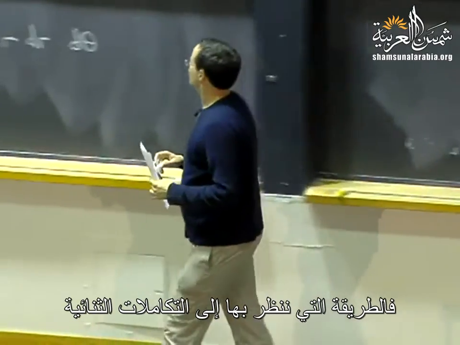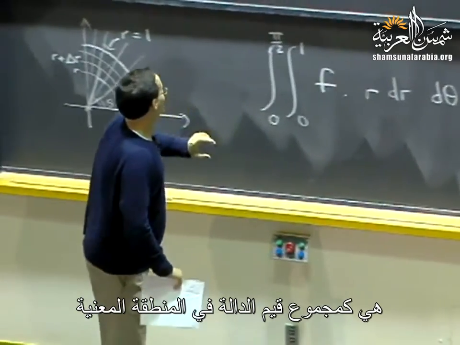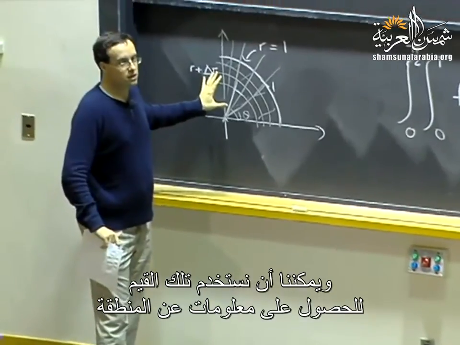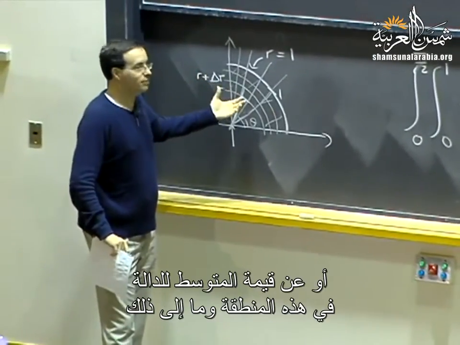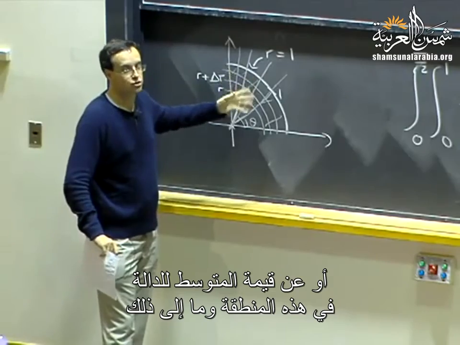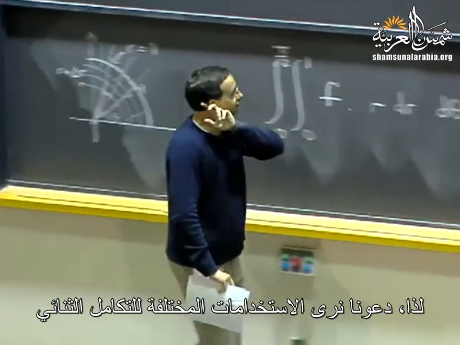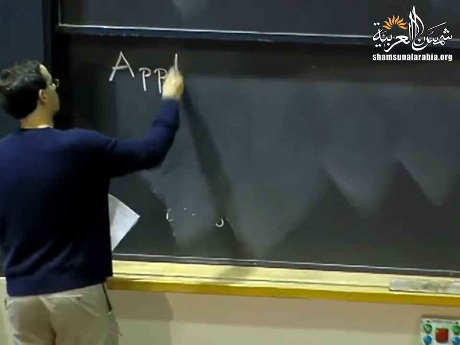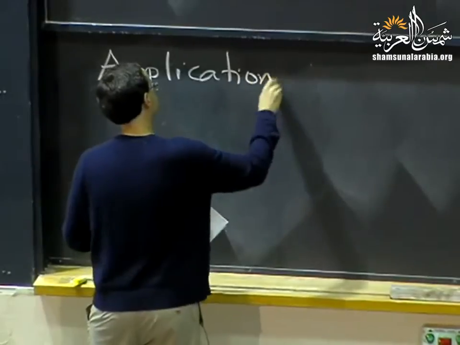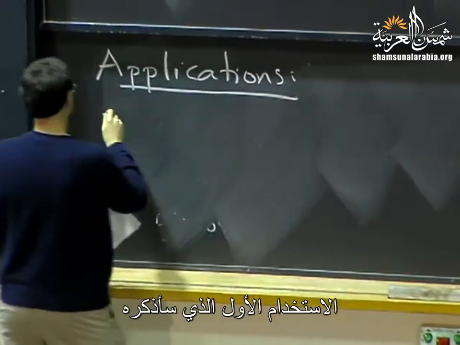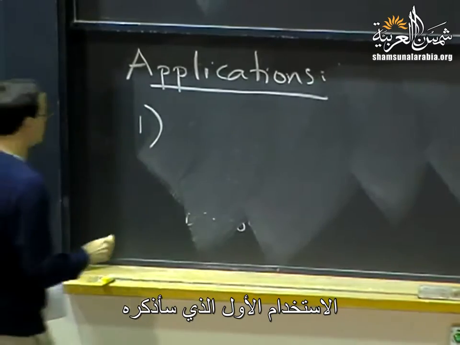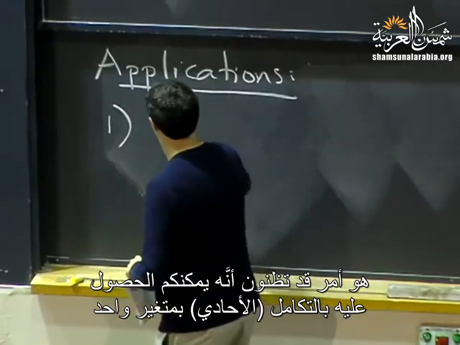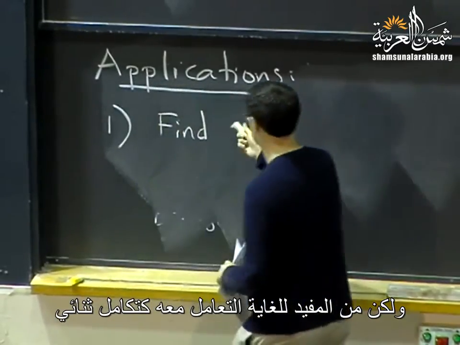Okay? So the way we actually think of a double integral is really as summing the values of a function all over this region. We can use that to get information about maybe the region or about the average value of a function in that region and so on. So let's think about various uses of double integrals. The first one that I will mention is actually something you thought maybe you could do with a single integral. But it's very often useful to do it as a double integral.